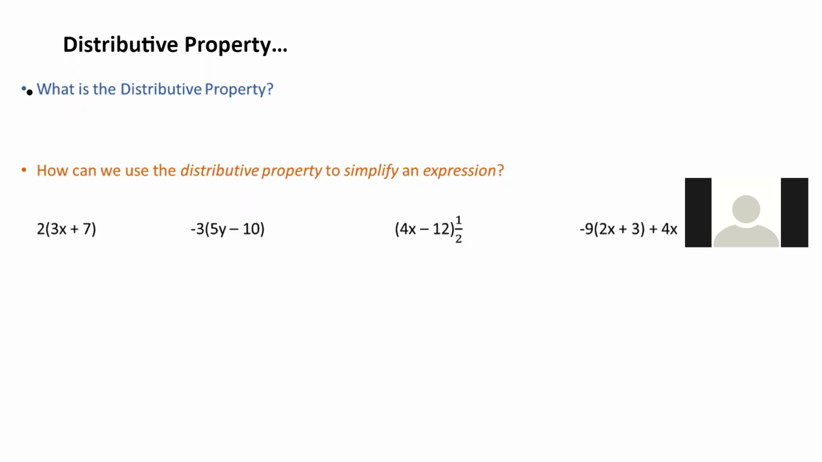Okay, so in this first example here, how would I use the distributive property to simplify this expression here? This 2 parentheses 3x plus 7. What do I do with that 2? What do I do there? We're not going to go through all of these, but I want to still cover it. Who remembers? I'm pretty sure I used this example in this class.